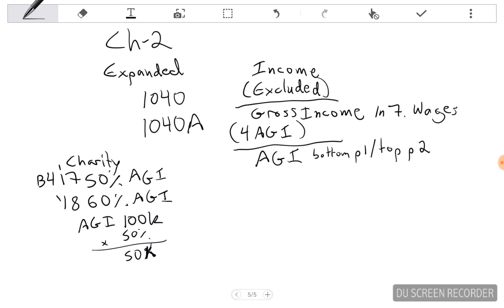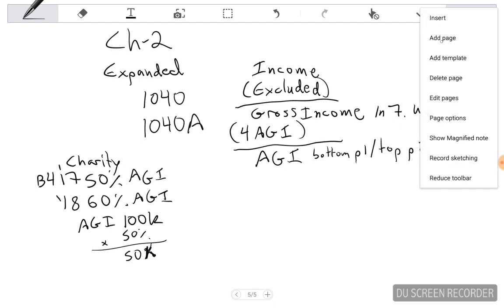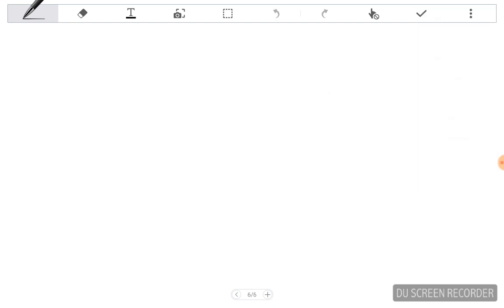Now, an example of a floor would be, I think I'll start a new page here. An example of a floor would be like for medical. So a lot of people think, oh, I can deduct my medical expenses, so I'm going to bring a bunch of medical receipts to my accountant to have them add them up, and then I'll get to take a deduction, get a tax benefit, and save some money on tax.